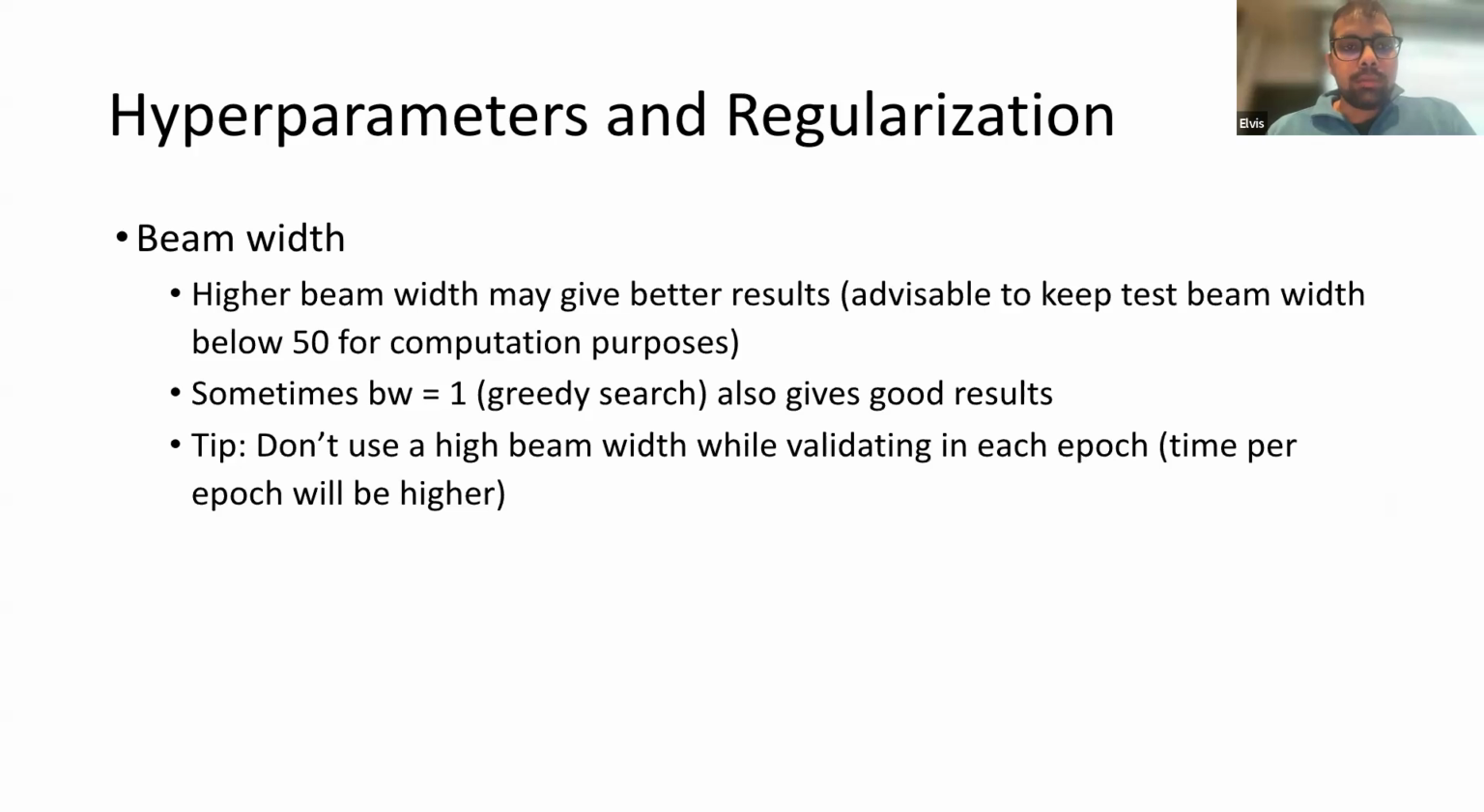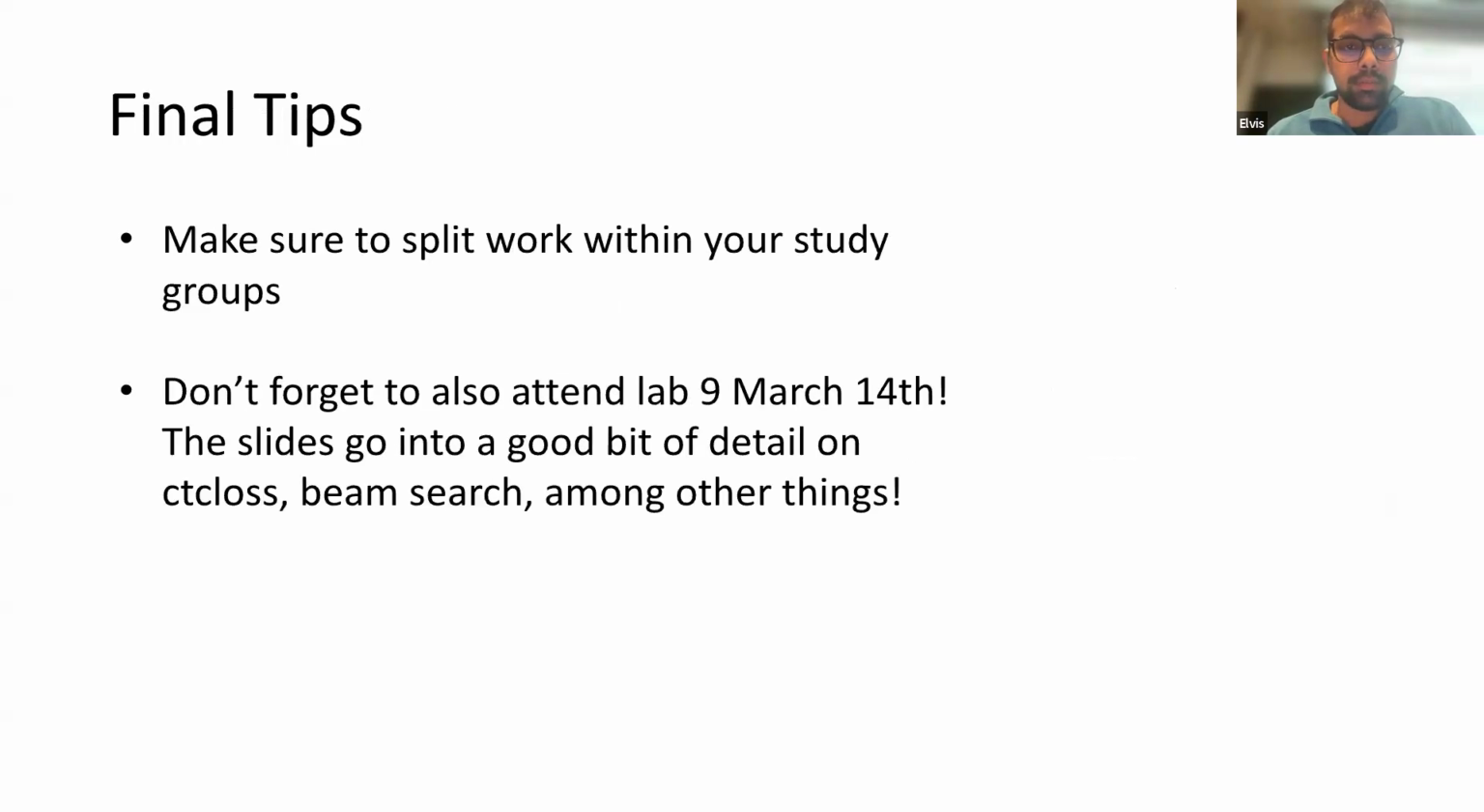Now, for the beam width, starting with a high beam width can give you better results. Even a beam width of 1, for the greedy search, also gives good results. Also, don't use a high beam width for validating in each epoch.